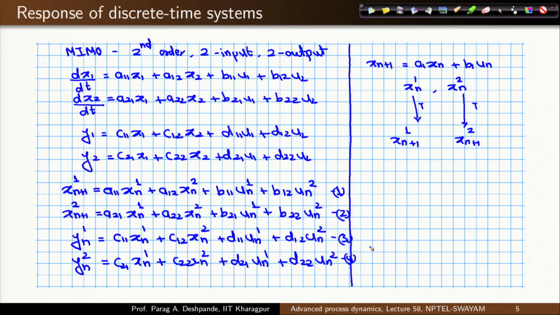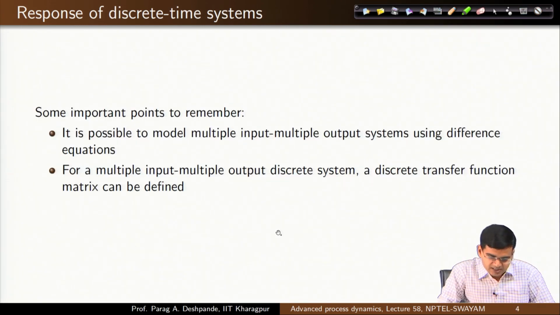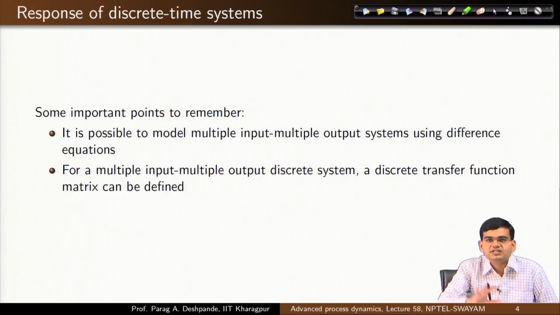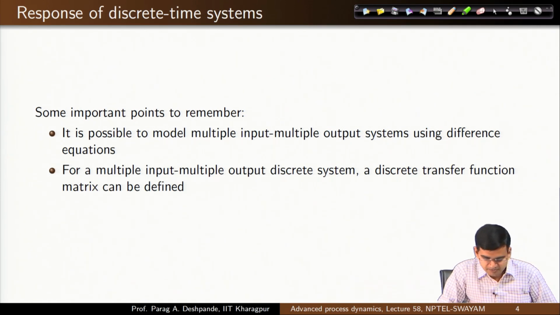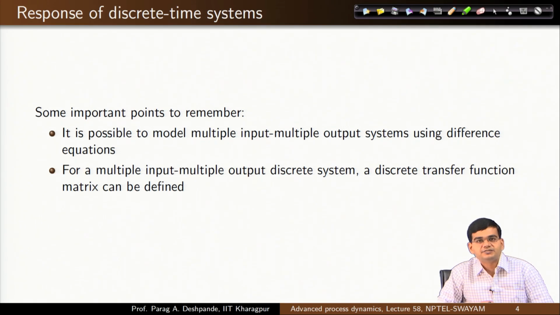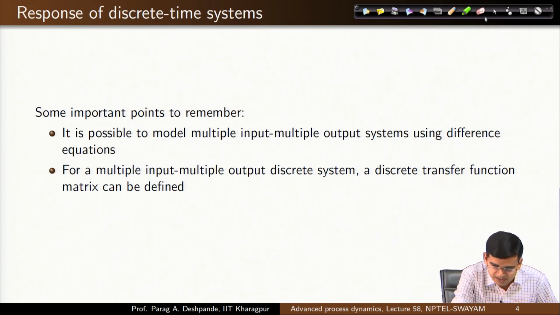Alternatively, you can take a longer path and come up with an explicit expression for y n in terms of u n, the way we did for the single input single output system. You can model a multiple input multiple output system using the difference equations which we wrote here, and then for a multiple input multiple output discrete system, you can determine a discrete transfer function matrix. Let us see the genesis of this discrete transfer function matrix.